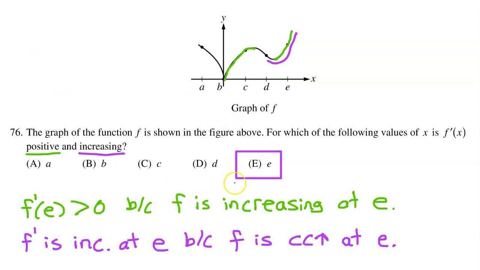But let us review the thought process that led us to the answer of E. We wanted to find the value of x at which f prime is positive and increasing. We found that f prime at E is positive because f is increasing at E. And we found that f prime is increasing at E because f is concave up at E.